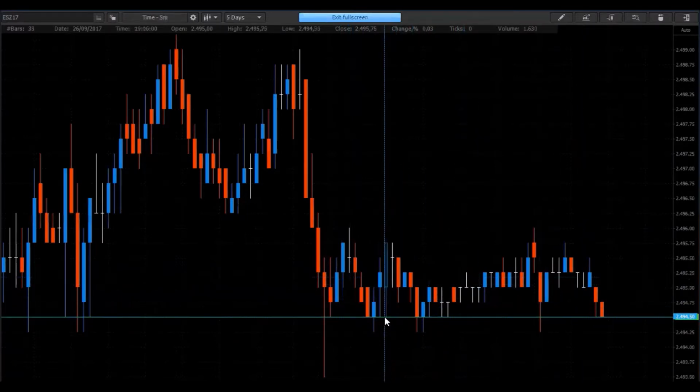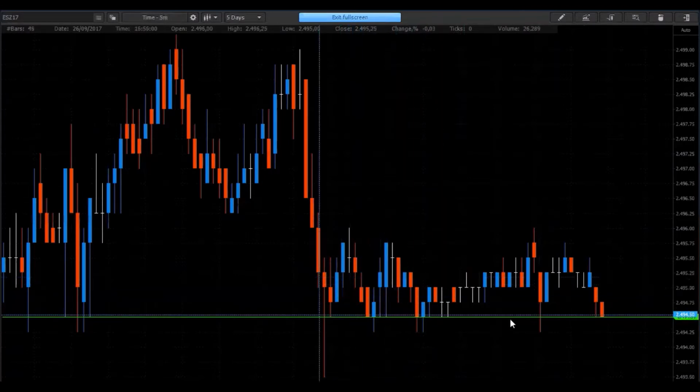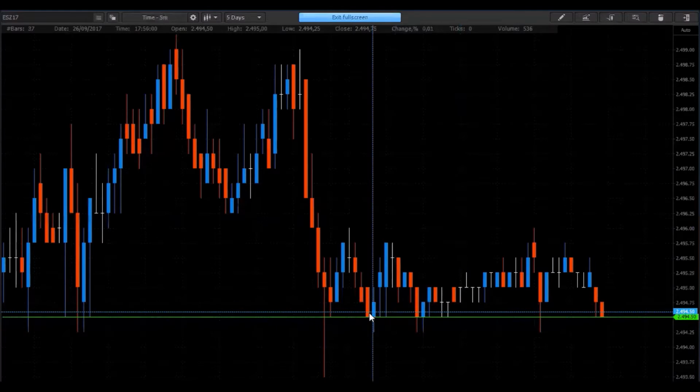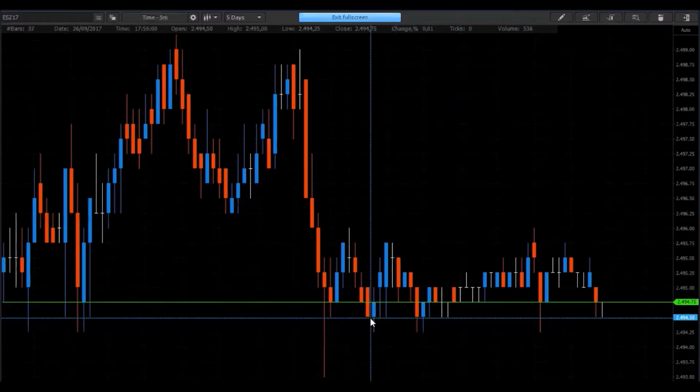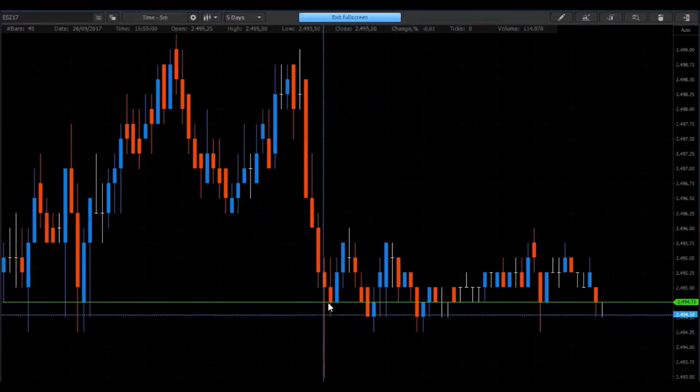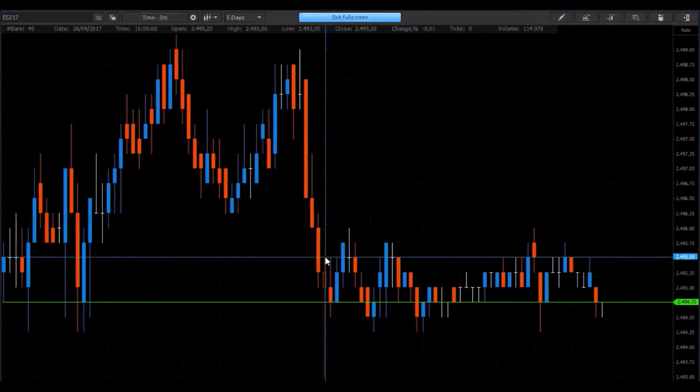So we can see that this level is an area where the market had some trouble breaking out or breaching this barrier here. So we can say that this is a support. On the other hand, what we have up here above the price, a level of price where it was very difficult for the market to break out and keep moving up.